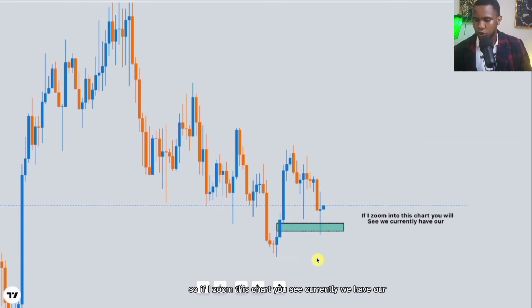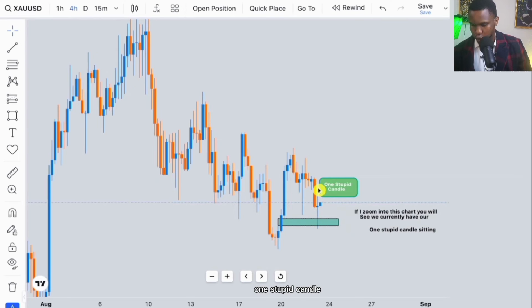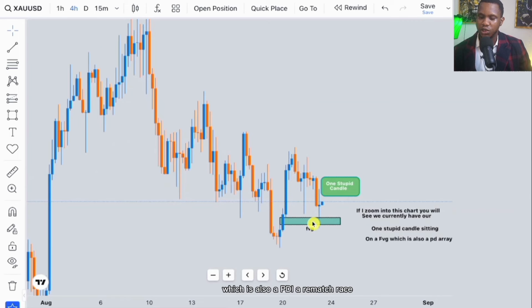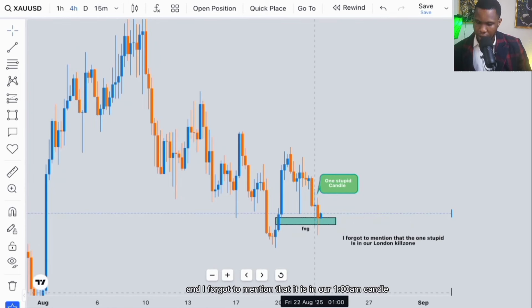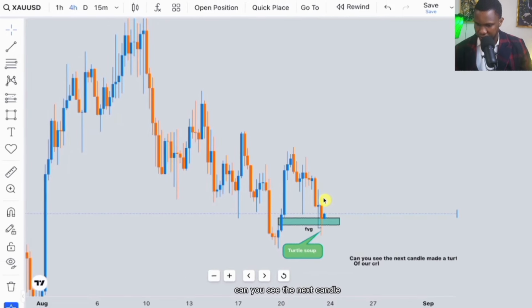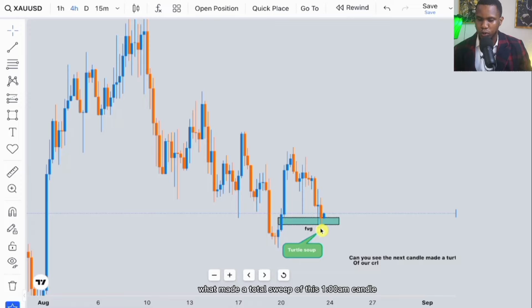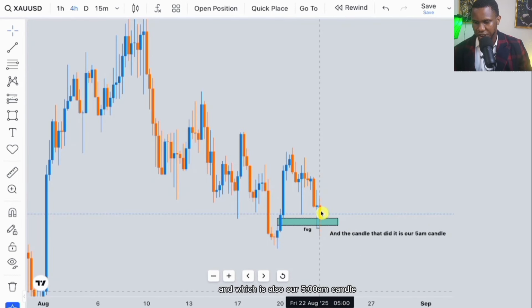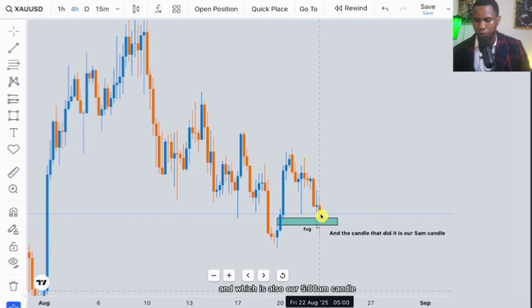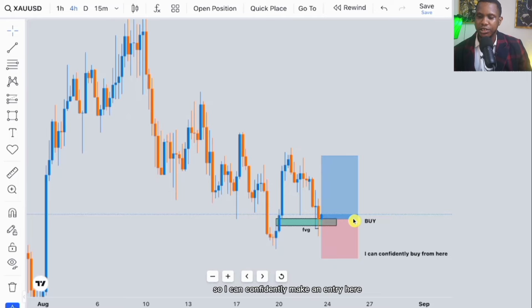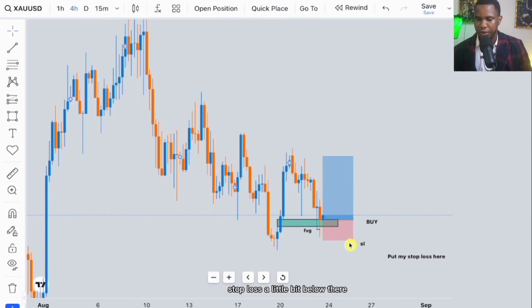So if I zoom this chart, you see currently we have our one-to-pick candle sitting on a fair value gap, which is also a PD array matrix. And I forgot to mention that it is in our 1 a.m. candle, which is also our London Q zone. Can you see the next candle made a total sweep of this 1 a.m. candle, which is also our 5 a.m. candle. So I can confidently make an entry here, stop loss a little bit below there.